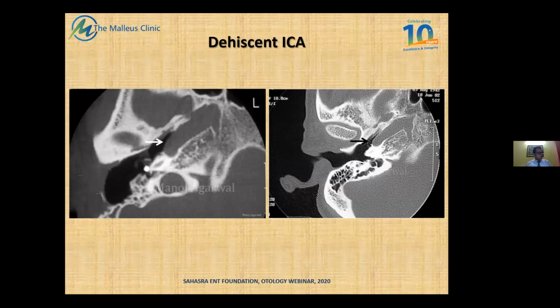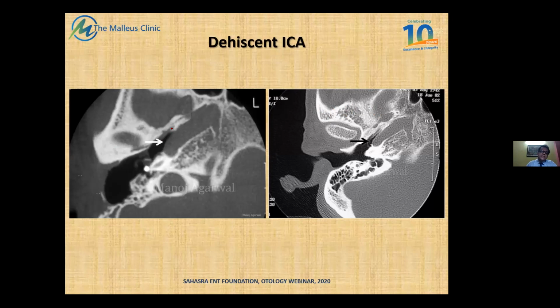Remember, I had promised you while doing the axial and the coronal scans that I will show you what a dehiscent internal carotid artery looks like. Two different patients. Two different views. One of the normal internal carotid artery and one dehiscent. So you can see you have the thin plate of bone. Though I have repeatedly told you that the bone over the internal carotid artery, especially its horizontal segment, can be very, very thin. So be very careful while doing blind curettage, trying to remove granulation tissue from here.